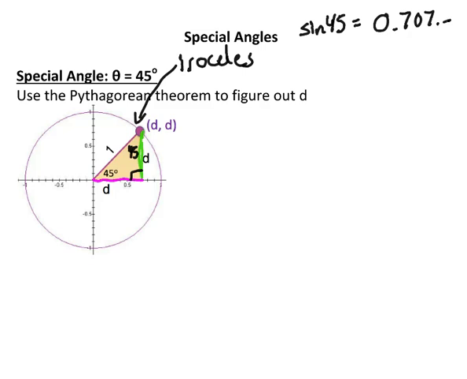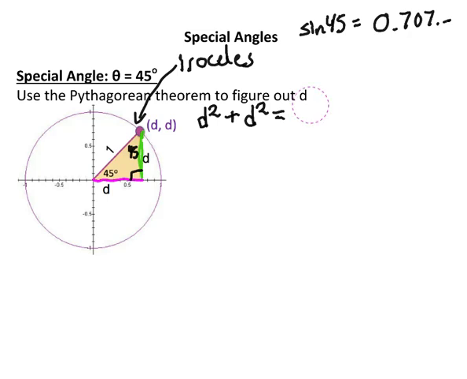The reason why we're doing that is because this side d represents the y value, which represents sine of 45. So if we can find d, we found sine of 45. And this purple line here represents the x value, which is cos of 45. So if we can find d, we've also found cos of 45. So to solve for it, we're actually going to use the Pythagorean theorem. The Pythagorean theorem would be a squared plus b squared equals c squared. So that's your two sides close to the right angle, which are both d squared. And they add up to your hypotenuse squared, and your hypotenuse is 1 there.